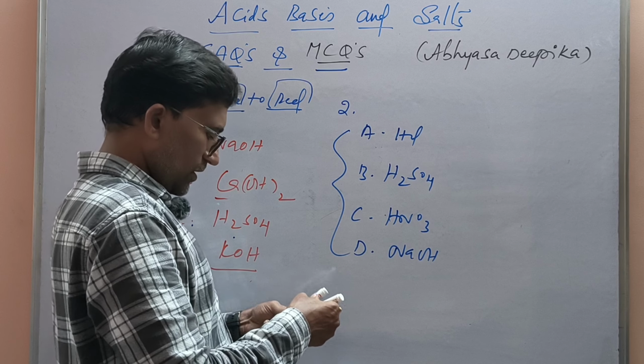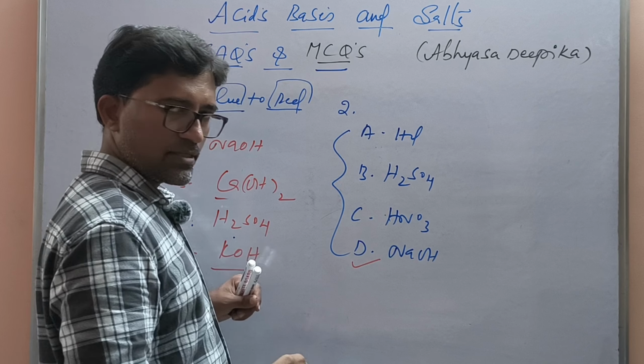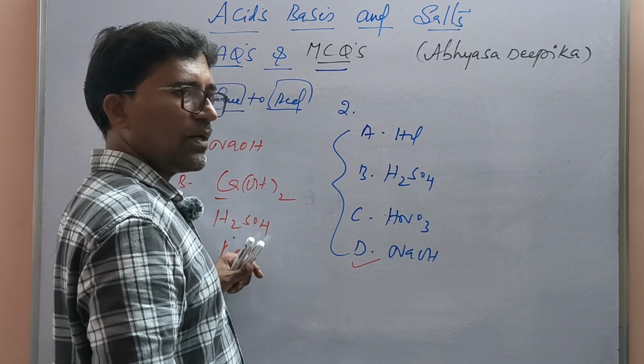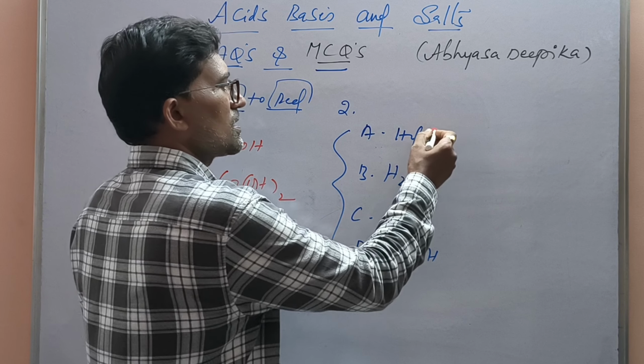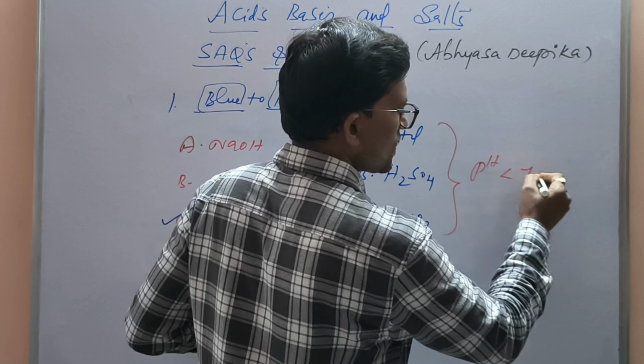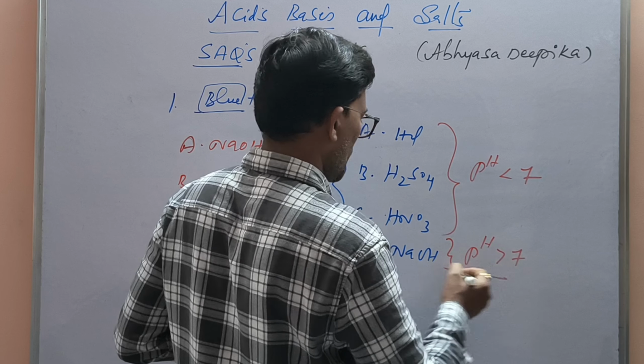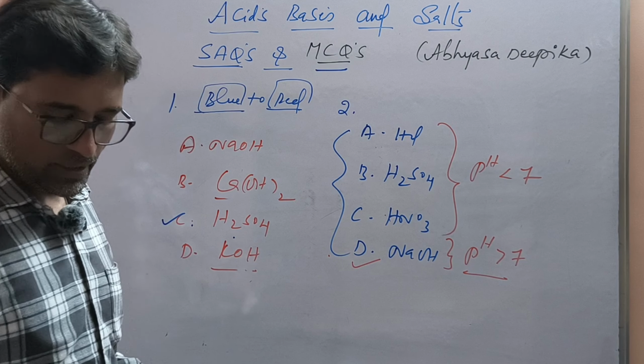The right option for this particular question is D. Sodium hydroxide is a base. Bases have pH values greater than 7. All these three are acids, which have pH value less than 7. For the bases, the pH value will be greater than 7. So the right option is D for this particular question.